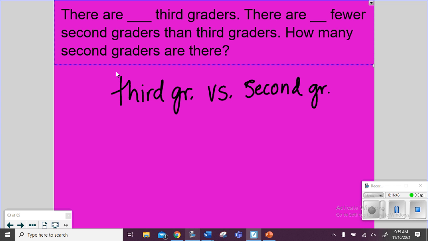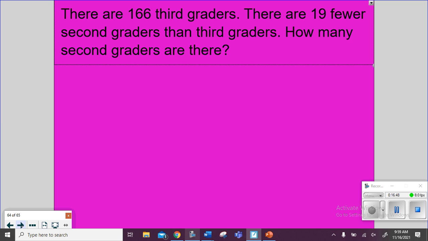Alright, let's put in some numbers, see what happens. There are 166 third graders. There are 19 fewer second graders than third graders. How many second graders are there? What am I counting in this problem? It's not a trick question. What is my unit? What am I counting?